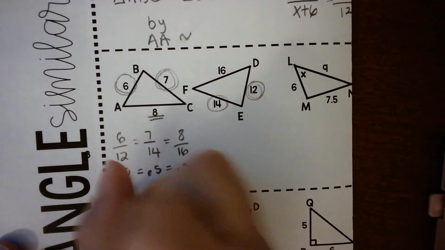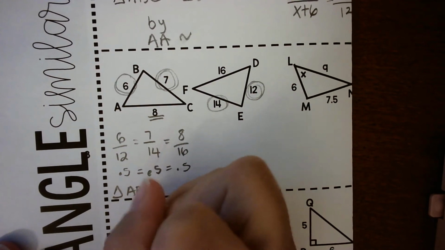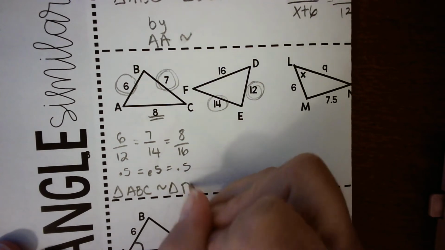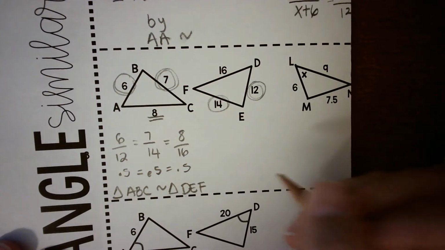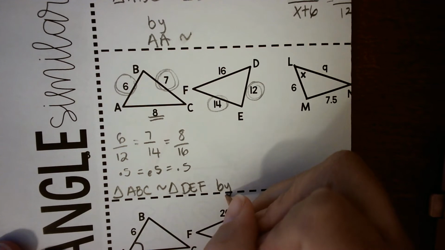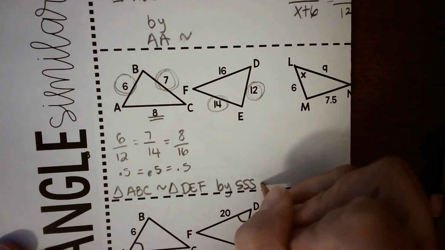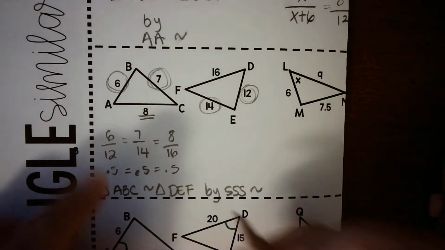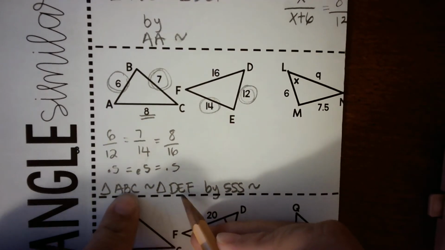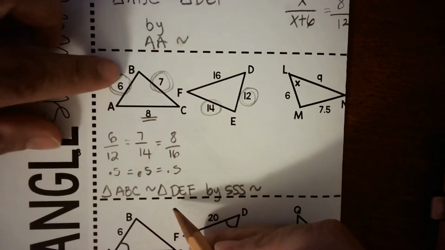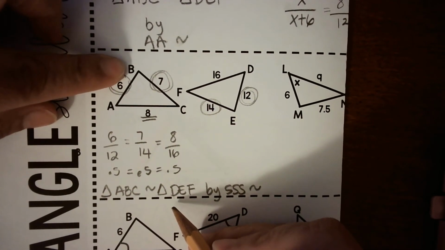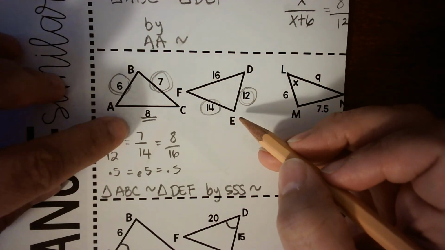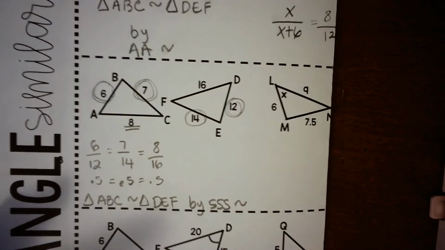So we write that triangle ABC is similar to triangle DEF by side, side, side similarity. Okay, so how did I know that AB corresponded with DE? Remember, it was the smallest side compared to the smallest side. And this should be able to remind you of how those letters went together.